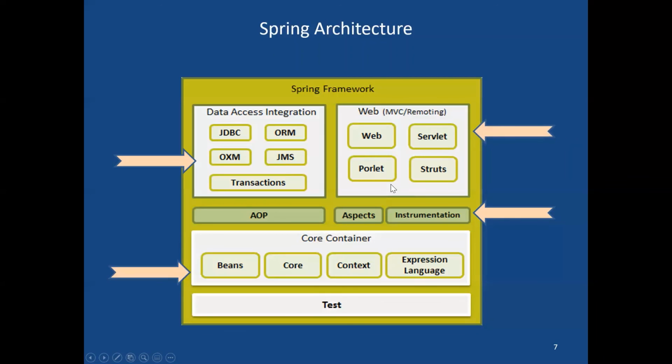Then we have the Spring Web module. It provides the Spring MVC architecture and it also provides the REST support. So now we will see what is dependency injection and inversion of control, why it is very important, and how it is achieved in the Spring framework. So that is our next part of the session.